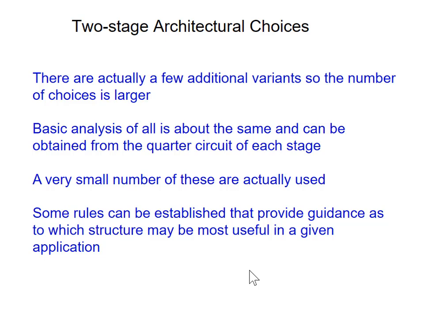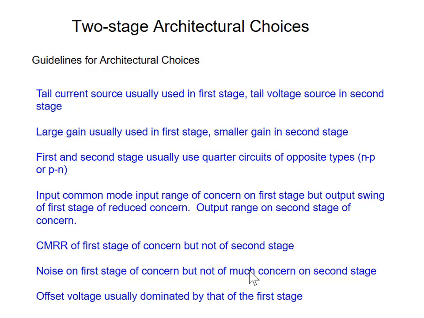So there's a bunch of rules of thumb we can look at that will eliminate some of these structures in applications. Tail current source usually used in the first stage, tail voltage in the second stage. Large gain usually used in the first stage, smaller gain usually in the second stage. First and second stages usually use circuits of opposite type. So usually if you use N-channel inputs on the first stage, you use P-channel inputs on the second stage.